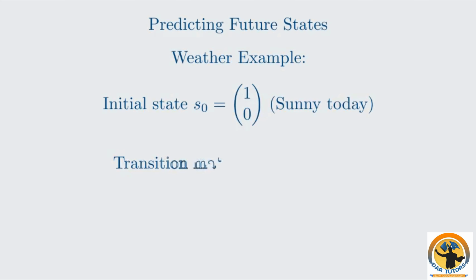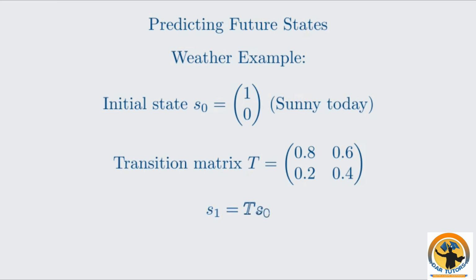Our goal is to calculate the state of the system at any future time step. Let's return to the weather. Suppose it is sunny today, so S sub 0 is the vector 1, 0. We have our transition matrix T. What is the probability that it's sunny or rainy tomorrow? This is the state matrix for the next time step, S sub 1. We find it by a simple matrix multiplication. We calculate the next state, S sub 1, by multiplying the transition matrix T by the current state matrix S sub 0.